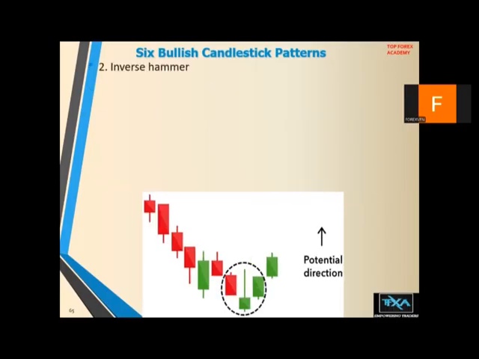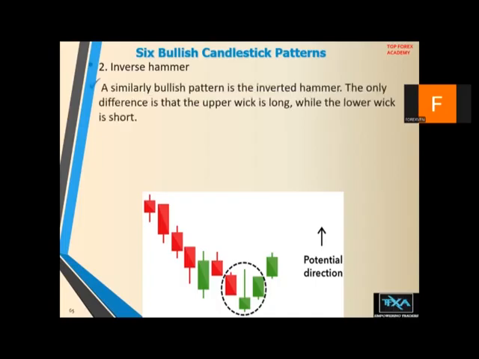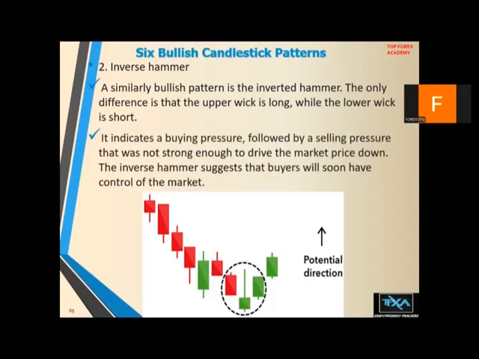Here we have the inverse hammer. You can see that the wick is on top rather than below, and the body is just showing you the same small body. A similar bullish pattern is the inverted hammer. The only difference is that the upper wick is long while the lower wick is short. This indicates a buying pressure followed by a selling pressure that was not strong enough to drive the market down. The inverse hammer suggests that buyers will soon have control of the market.